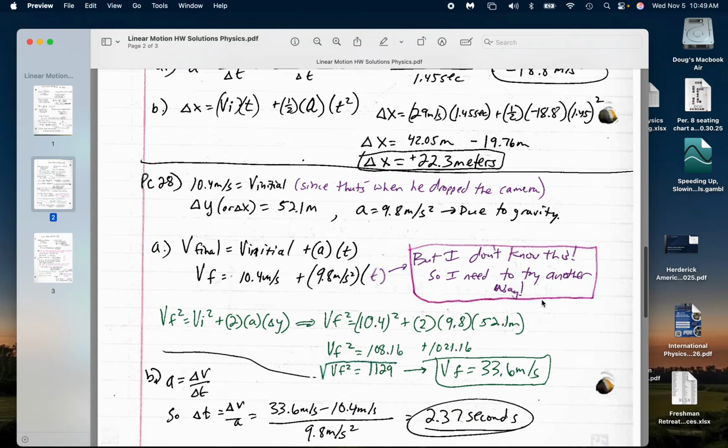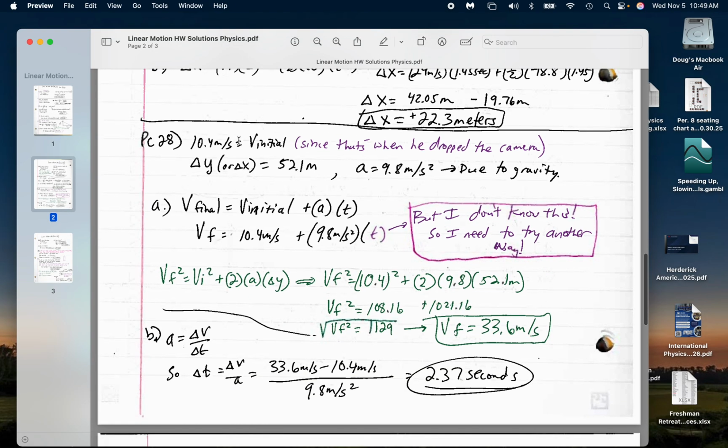For PC-28, I've got an initial velocity of 10.4 meters per second. That may not seem great because you're like, wait a minute, it has a terminal speed of 10.4 meters per second. Well, that's the speed at which he drops the camera. And so that's actually the initial speed of the drop camera. So he's dropping it from a height of 52.1 meters. You should know at this point that gravity accelerates things vertically at 9.8 meters per second squared downward. That was in the first page of the notes.